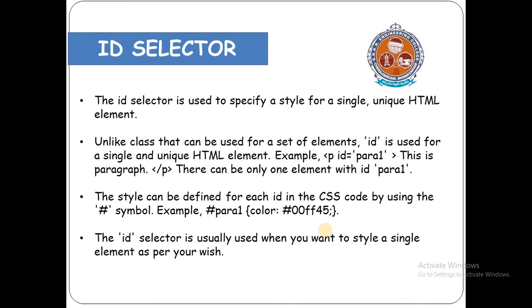The class is used for grouping elements, and to give properties to that group of elements, the class is used. The ID is used to specify the style for a single unique HTML element. So unlike class, which can be used for a set of elements, ID is used for the unique element.